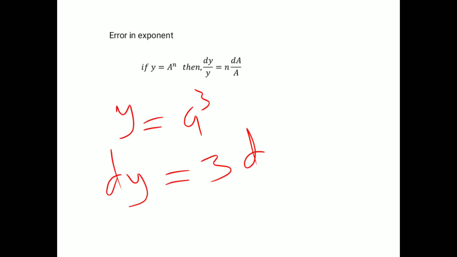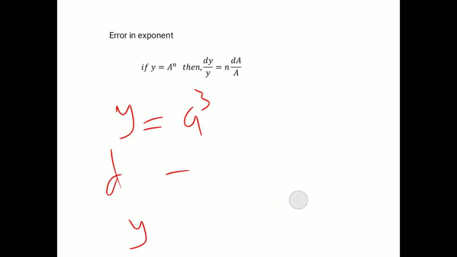So here we have error in exponents. If y is equal to a raised to power n, then dy over y will be equal to n times the relative error of a, da over a. Now that is very important. So it means that if, let's say, I have y equal to a raised to power 3 and I want to find the error in y, the error in y over y will be 3 times the error in a over a. And that's exactly what that should be.